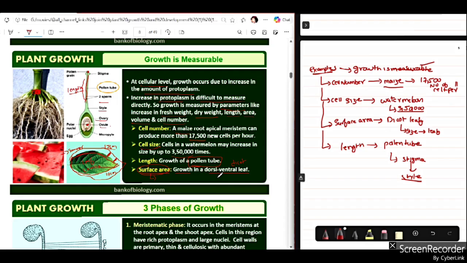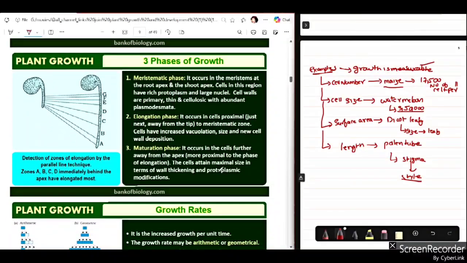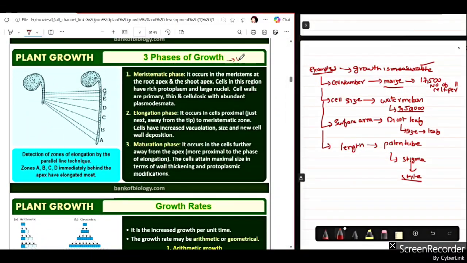The next concept that we are going to discuss is phases of the growth. We will discuss this in the 4th video.